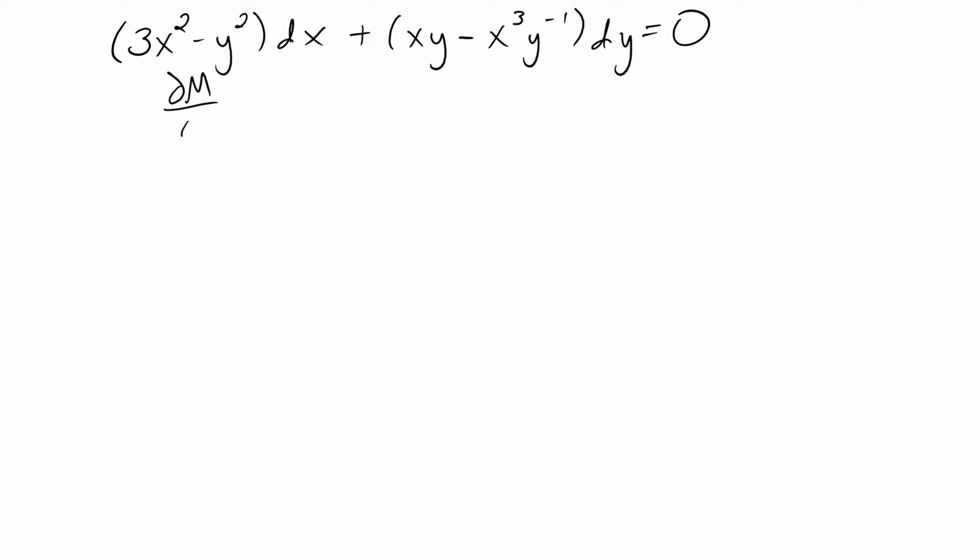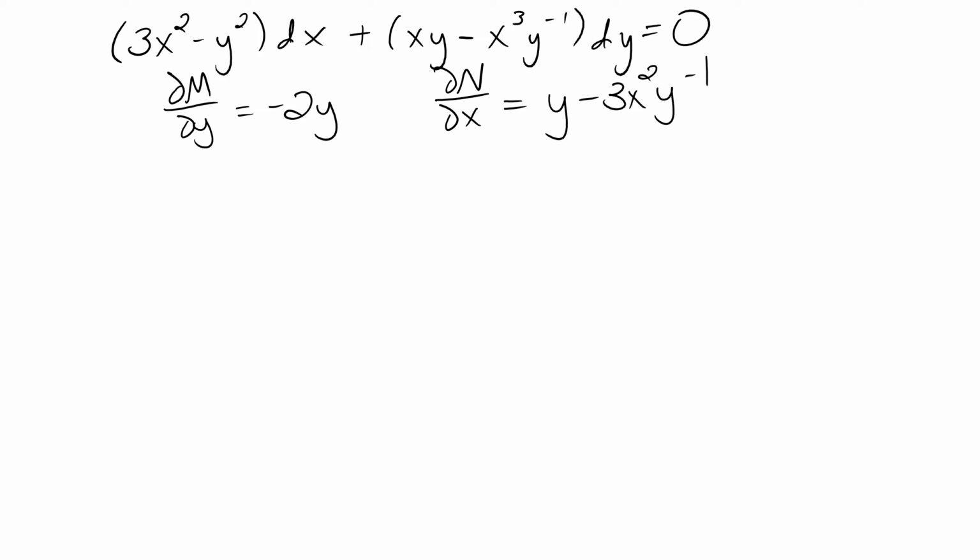So the partial of m with respect to y is negative 2y. The partial of n with respect to x is y minus 3x squared y to the negative 1. Well, those aren't equal, so it's not exact. Let's see, though, if we can get it to be a function of x or y. This is also good practice, just to see if you can remember those previous methods.